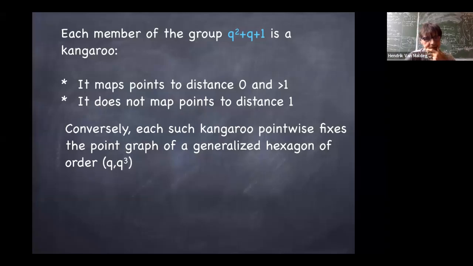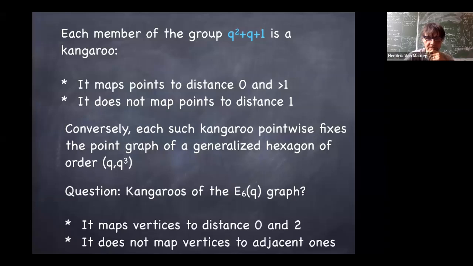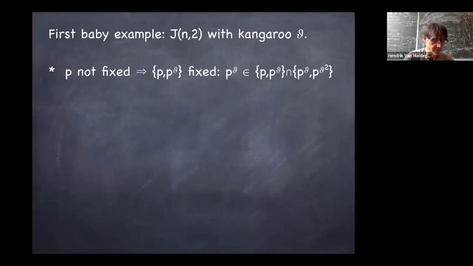So we could also do this in the original graph. We don't need to go to that other graph. So are there kangaroos in the E6Q graph is the question. So remember, a kangaroo maps vertices to distances 0 and 2, but never maps a vertex to an adjacent one. What can we say about such automorphisms of rank 3 graphs or strongly regular graphs, or any graph, in fact? So let me first give a baby example.